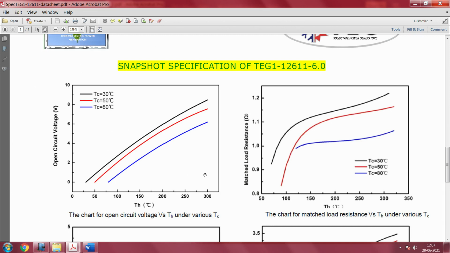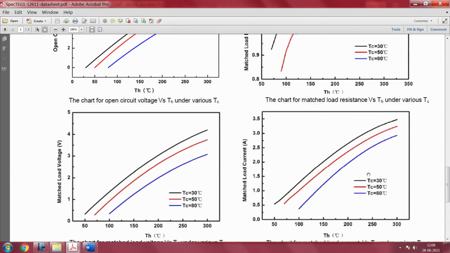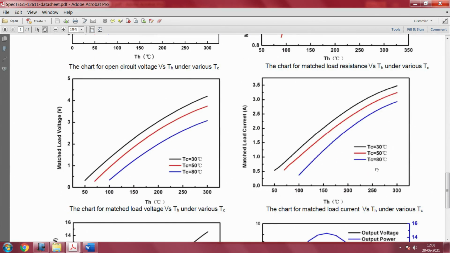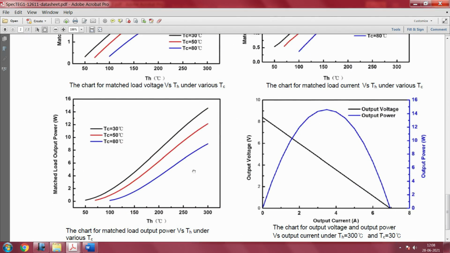Same thing happens in the right side picture. You look at the matched load resistance. Similarly, matched voltage output, okay. Again that has a bearing on the cold side temperature. Matched load current also has a bearing on the cold side temperature. So all the time it is about temperature differentials. Matched load output power also has a bearing on the cold side temperature.